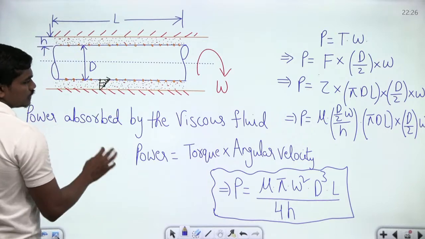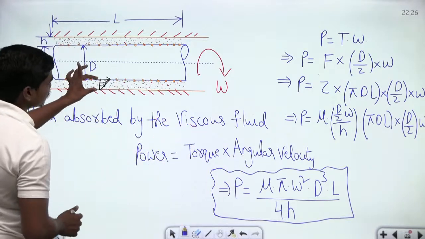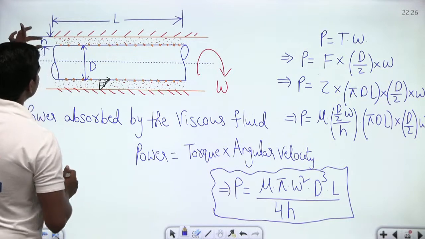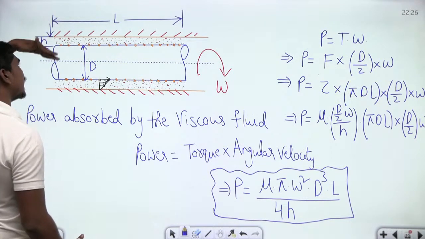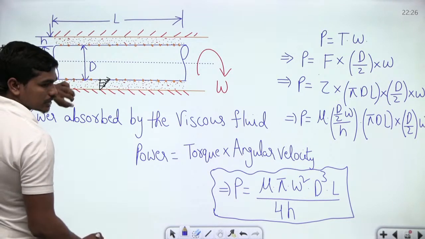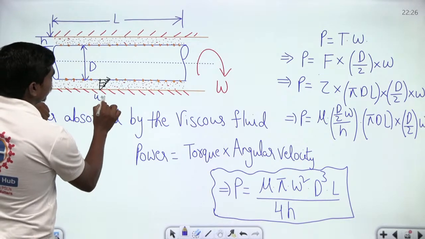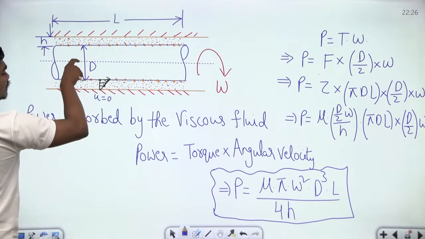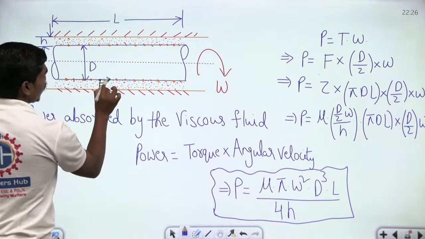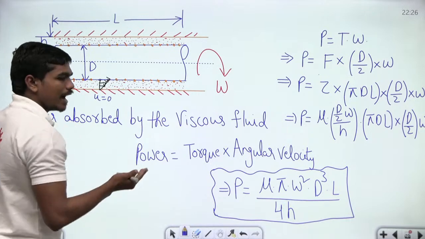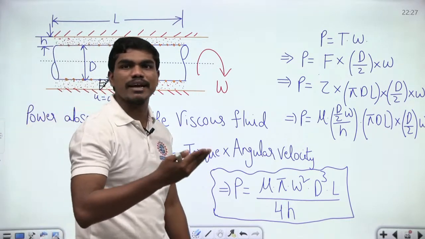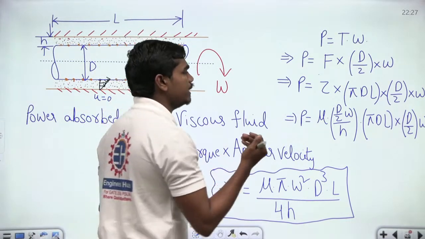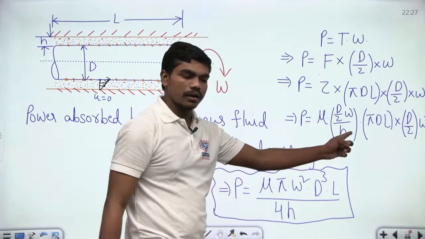This velocity gradient is nothing but the velocity difference between these 2 points, meaning for a given dimension in the direction of y, what is the difference in the velocities, correct? So you can see here the velocity is 0 because the shaft is fixed, and if this shaft is rotating at angular velocity of omega, and if this radius is d by 2, then the tangential velocity of all these points will be r into omega, which is d by 2 times omega, correct? So this will be d omega by 2 divided by h.